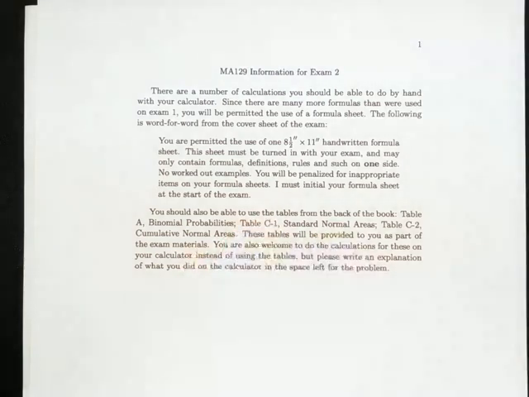I will give you the normal table, the binomial probability tables, already printed and copied directly out of the back of the textbook, Appendix A and Appendix C. You'll get those for the exam. If you know how to do the calculations using the distributions on your calculator, you are welcome to do them that way instead. It's your call. You just have to write down what you did on the calculator so I know what you did.